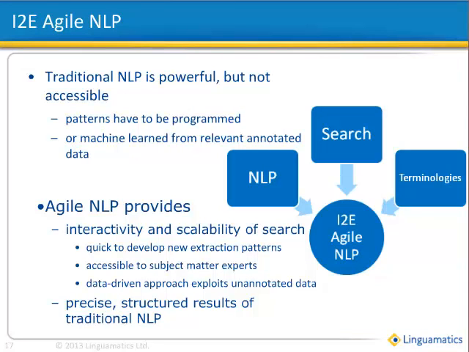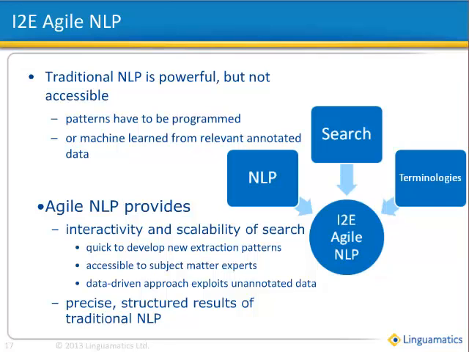So what is Agile NLP and how does it differ from traditional NLP? Well, as I say, the traditional NLP is powerful. It can pull out those relationships, those lists of companies and people, but you have to program it, or you have to learn it from annotated data. And annotating the data is also very costly.